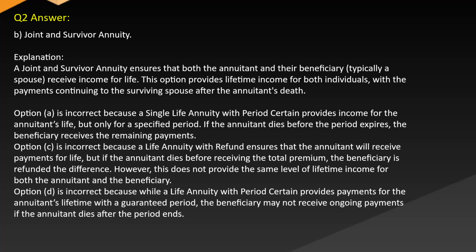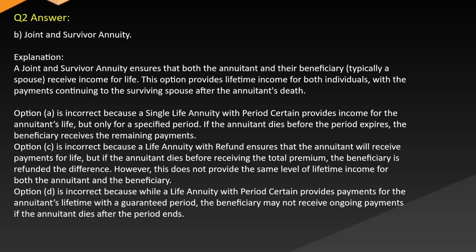Option C is incorrect because a life annuity with refund ensures that the annuitant will receive payments for life, but if the annuitant dies before receiving the total premium, the beneficiary is refunded the difference. However, this does not provide the same level of lifetime income for both the annuitant and the beneficiary.